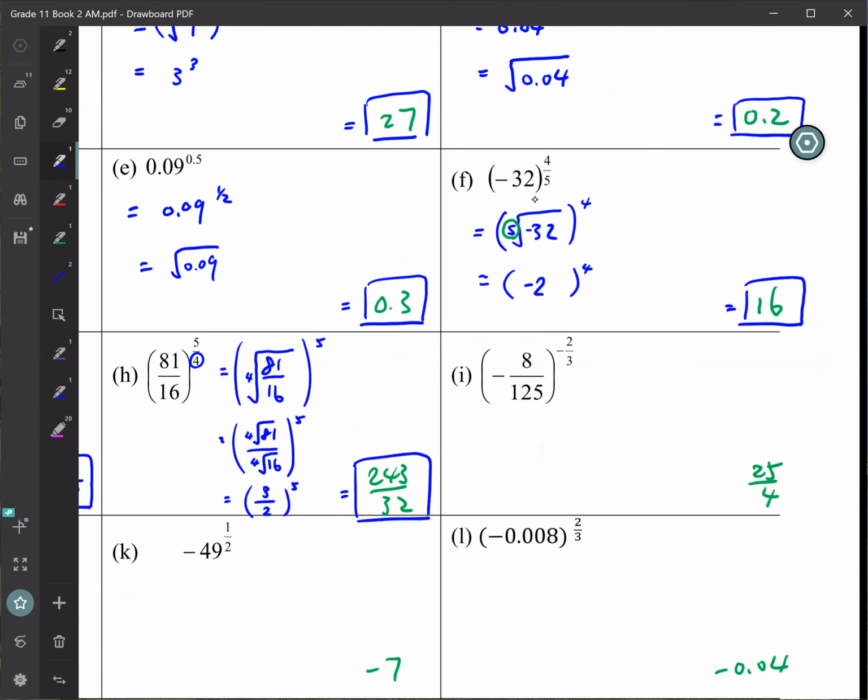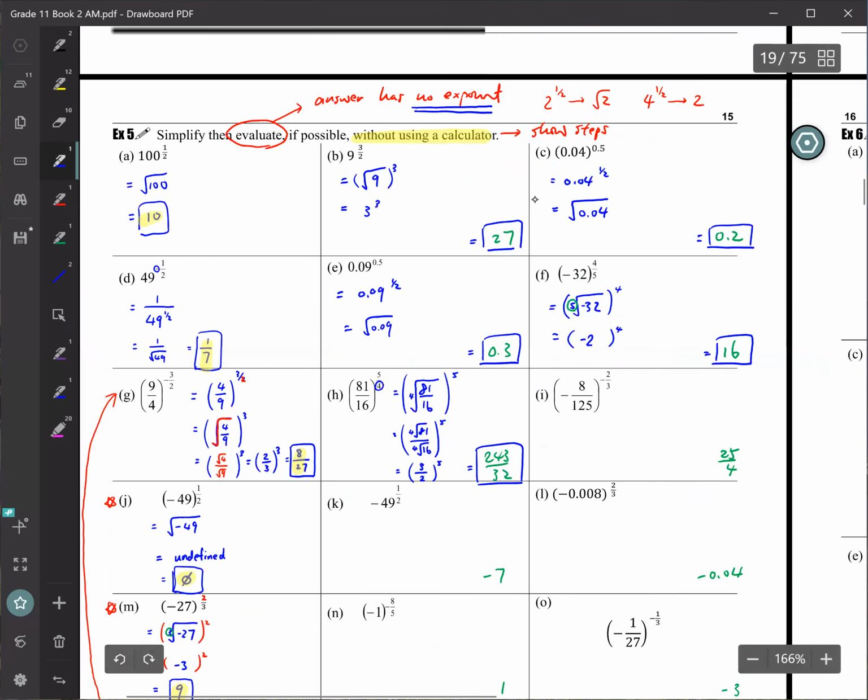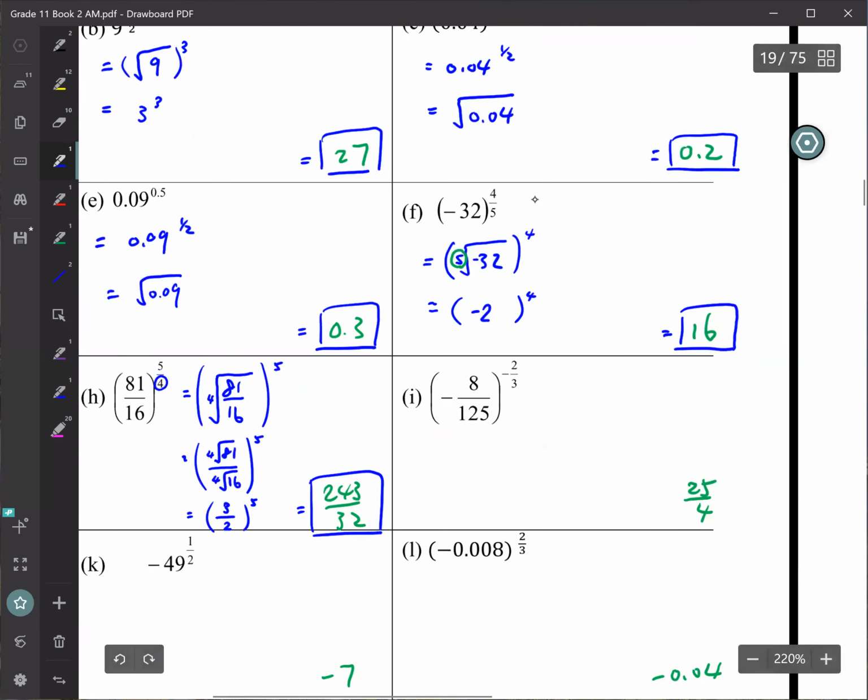Okay, question I will be similar to J, right? You have a negative exponent, so we can flip it. And then the negative sign, you can decide whether you put it with the 8 or put it with the 125. So I'm going to put it with the 8. It doesn't matter, okay? So we flip it first.